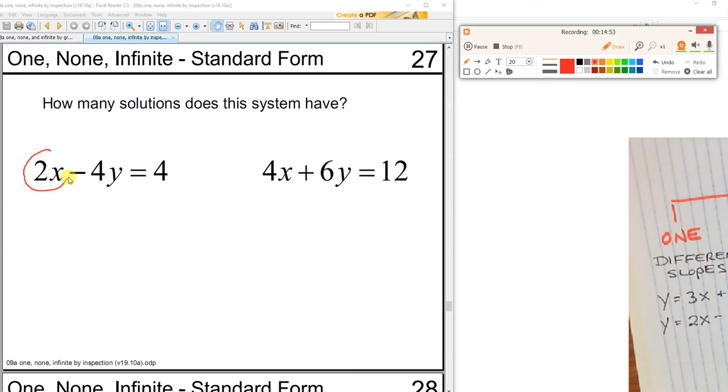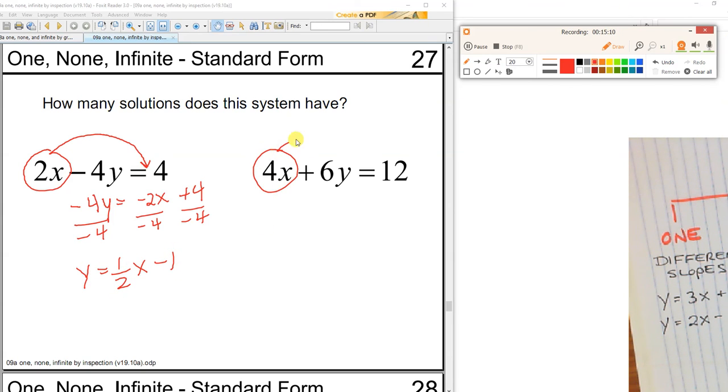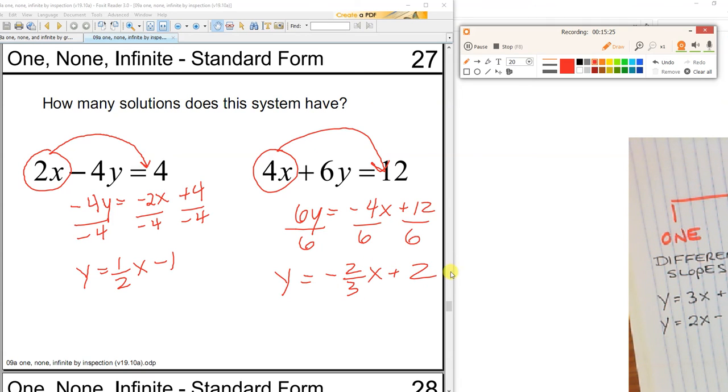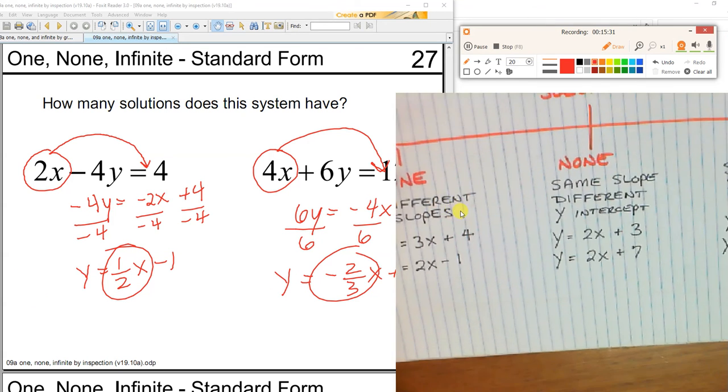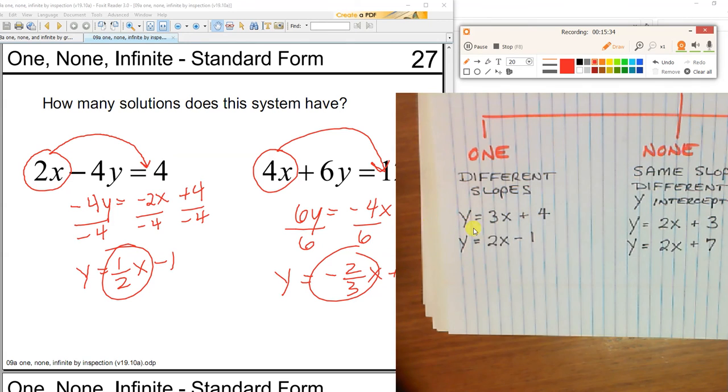Move the x. Divide by the y. Then you have to simplify. Different slopes. Different slopes means, what does different slopes mean? Different slopes means there's one solution.